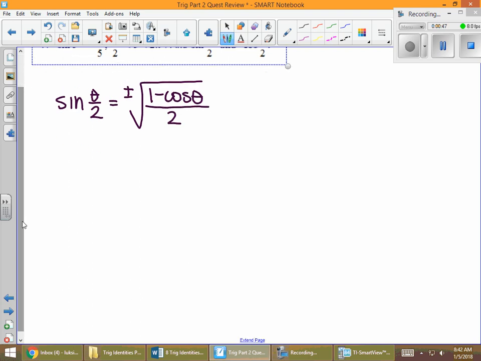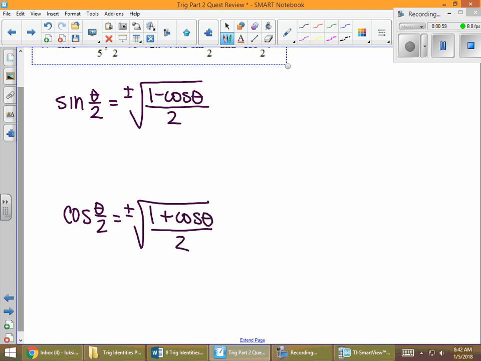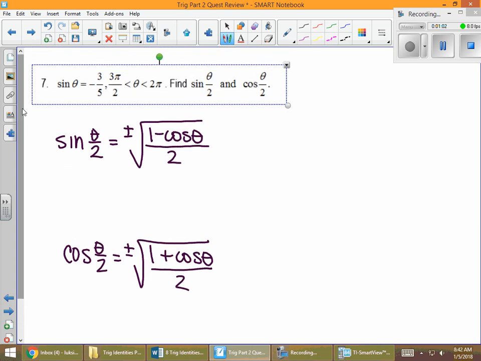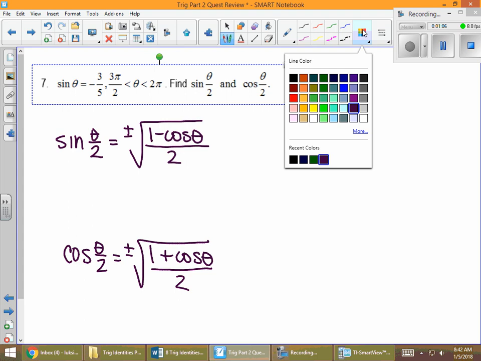And then I need to do the same for cosine. It's asking me for both. Cosine of theta over 2 is plus or minus the square root of 1 plus cosine of theta over 2, all under that radical. So all I need to do is find the cosine value here. That's what I'm plugging into both of those formulas.